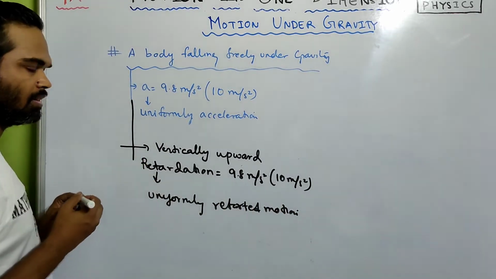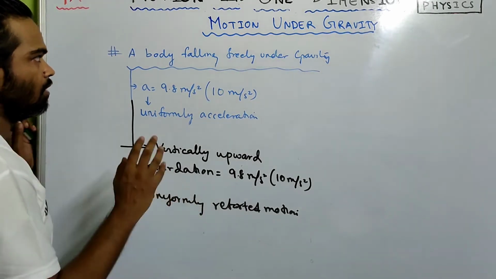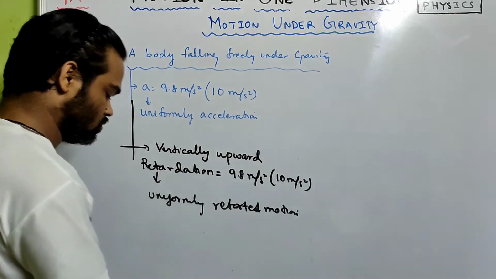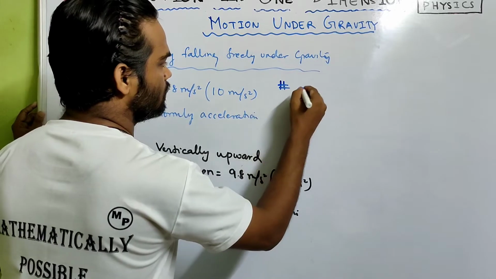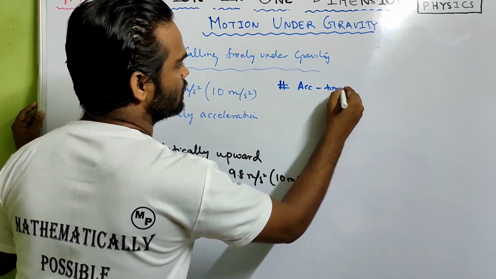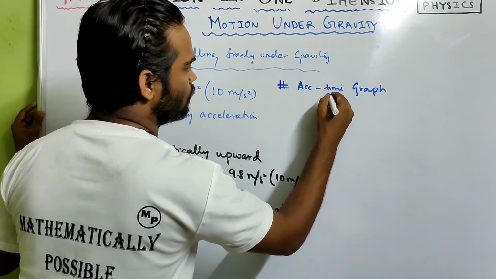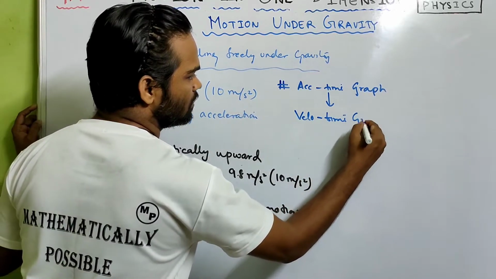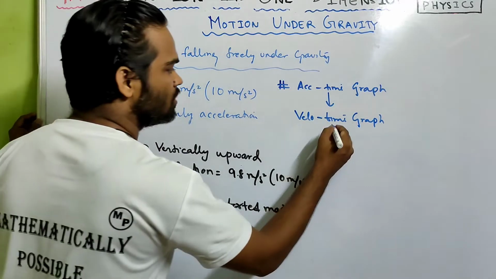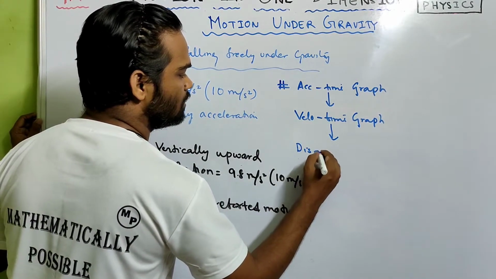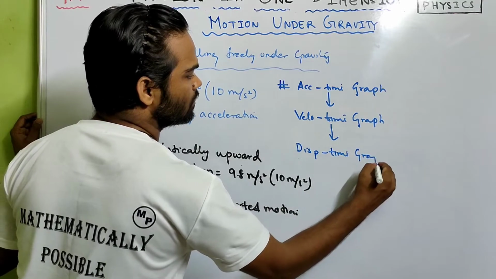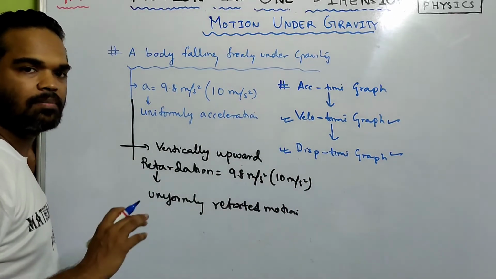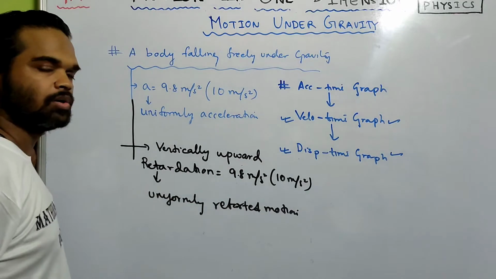And from the acceleration time graph of a freely falling body under gravity, we can obtain 2 things. From the acceleration time graph, we can obtain the velocity time graph, and from the velocity time graph we can obtain the displacement time graph. So we can draw both the graphs using the acceleration time graph. Let us see how we do this.